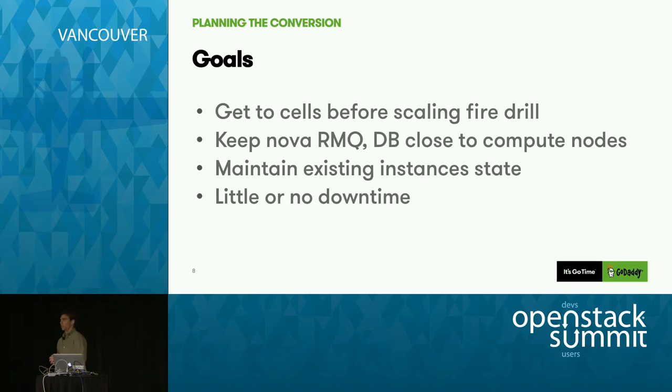Plus, we want to keep the RabbitMQ message queues and the database close to the compute nodes, because there's a lot of interaction and communication that goes on there. We have several different network environments in our enterprise, and we've got compute in all these different places, and we don't want a lot of this Rabbit and database traffic crossing between them. We wanted to keep it very, very close. And of course, this is a live cloud, so we want to maintain state of all the instances there. We don't want to just nuke and pave the thing and make all our users restart. And of course, we don't want very much downtime, if any at all, while we're doing this conversion.